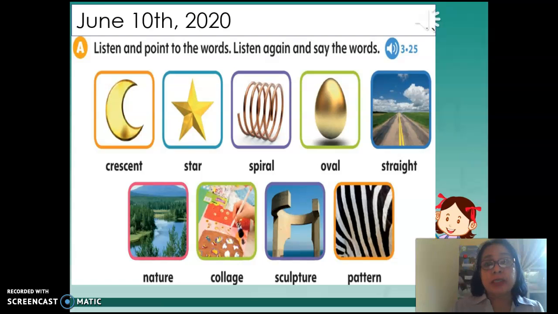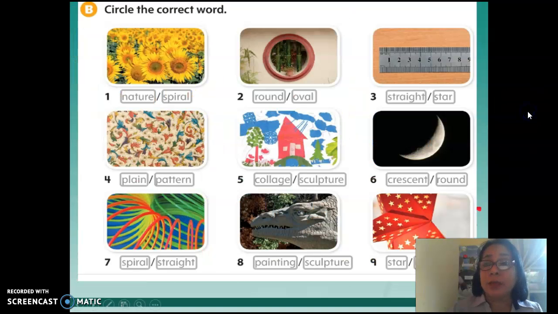Okay, now with these vocabulary words, you will do the next activity. So remember to identify the word by the picture and the pronunciation of the word too, okay? So we have crescent, star, spiral, oval, straight, nature, collage, sculpture, and pattern. Let's do the activity with the vocabulary.